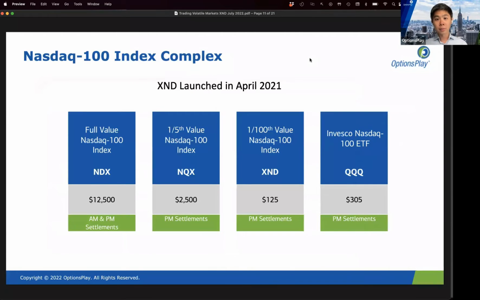So talking a little bit about the Nasdaq-100 index complex. This is really where you have a pretty wide variety of choice when it comes to trading these types of markets. With the Nasdaq-100, you have the full value index that's trading somewhere around $12,000 today. You have the full index, which is a 100 multiplier, right? So at 12,000, that's a $1.2 million contract. That is largely an institutional product. I do see some retail traders trading really far out of the money credit spreads in these, but for the most part, a $1.2 million contract is an institutional product.